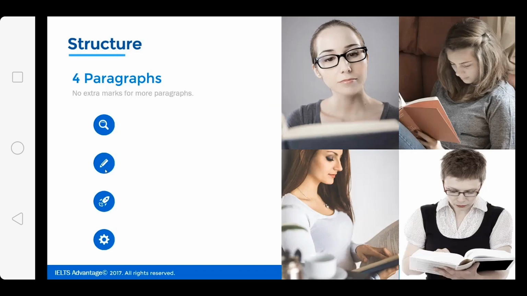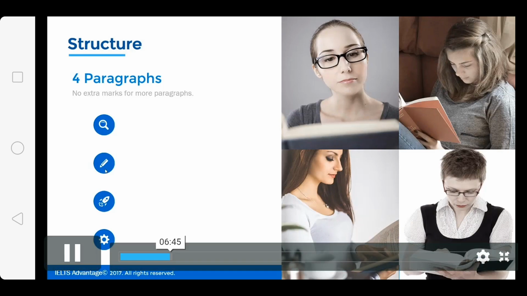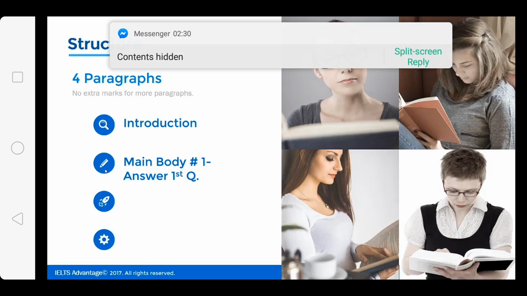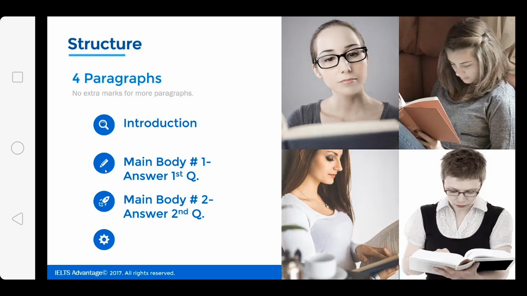Okay, so just to give you an overview before we get into the detail of the introduction, let's look at the overall paragraph structure of double questions. So there are 4 paragraphs. Introduction is your first paragraph. Then your second paragraph, which is your first main body paragraph, you're going to answer the first question. Then your second main body paragraph, surprise, surprise, answer the second question. And then your last paragraph is going to be your conclusion.